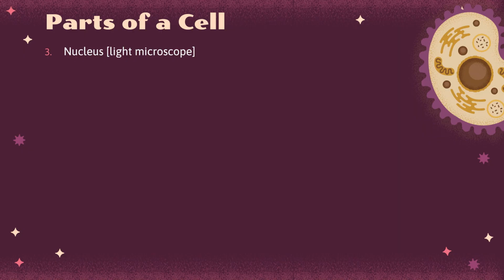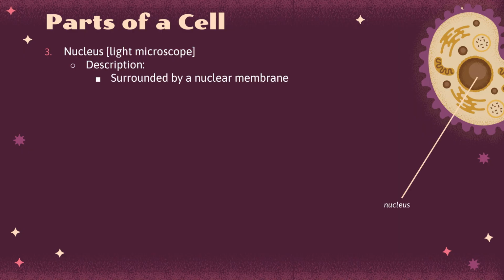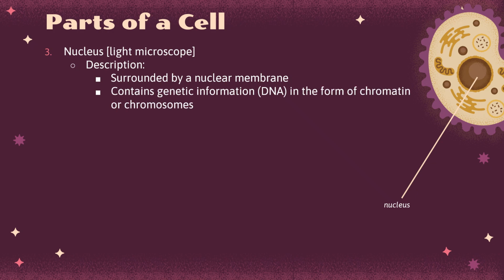The nucleus is the third structure that you need to know. This is the nucleus in the diagram. The nucleus is surrounded by its own membrane. We call this the nuclear membrane. The nucleus is important because it contains genetic information.